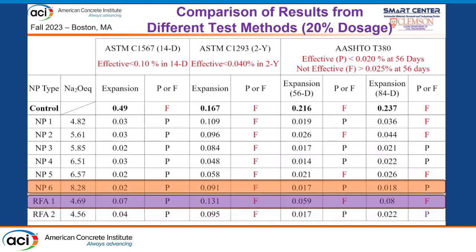Another thing I want to point out is MP6 and RFA1. MP6 has the highest amount of equivalent alkali content, but its performance was not the worst. The worst one is RFA1. It has the highest expansion among all three different tests, but its alkali content is only 4.69%, the second lowest. Therefore, based on the comparison of these two materials, a conclusion we can draw is that using the alkali content of SCMs to predict their ASR mitigation performance is not very comprehensive.